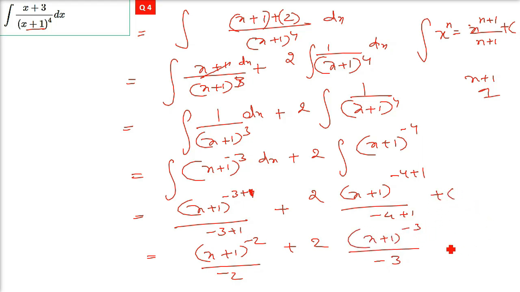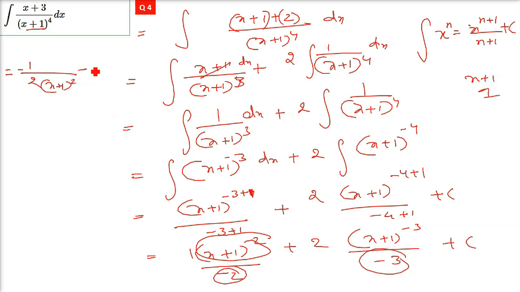So always remember the constant of integration. Once you remove the integration sign, you have to put the constant of integration. So I am writing the final answer here. I am taking this x plus 1 to the power minus 2 in the denominator. It will give you 1 by x plus 1 whole square. And negative 2 is already there. And this one also, because this is negative, I am keeping it as a negative, 2 by 3, and this x plus 1 to the power minus 3.